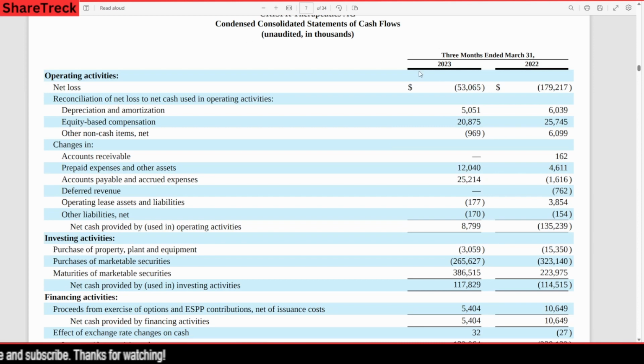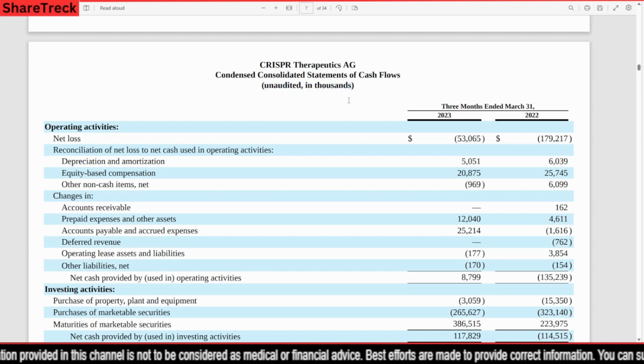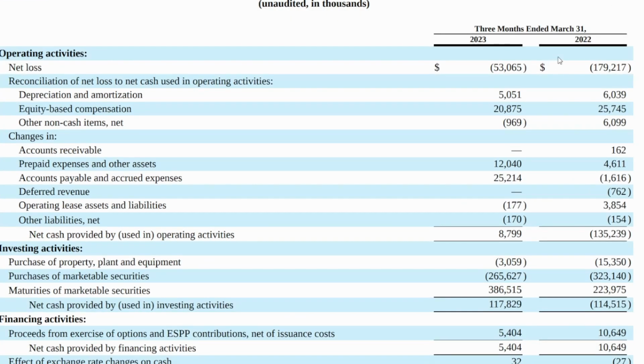So first of all, let's take a look at the cash flow statement. Important thing is that all these numbers are in thousands. That means that we will multiply these numbers by 1,000. The first thing we'll notice here is that this quarter, 2023, we had a very significant increase in net income, which shows, if you do a little bit of quick math here, a $126 million lower net loss than we did the prior quarter, which is a great sign.